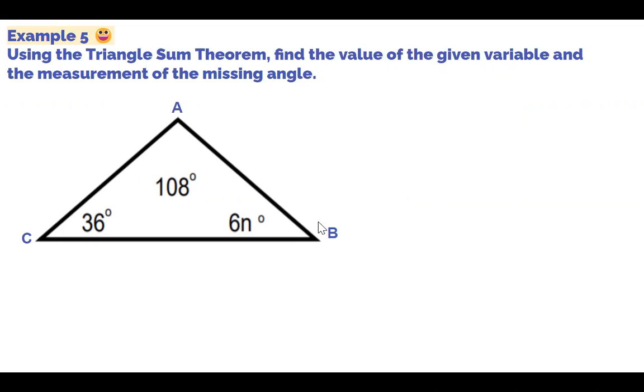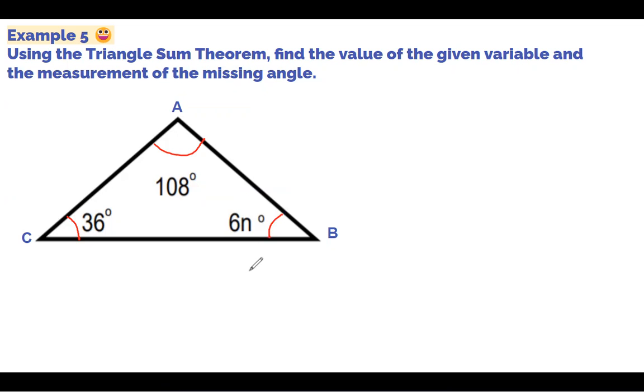Using the triangle sum theorem, find the value of the given variable and the measurement of the missing angle. Now, there's several ways to find the missing angle or the missing value of the variable. It all depends on which way we want to approach it. But we're given information here, and we're told that angle A is 108 degrees, angle C is 36 degrees, and angle B is 6n degrees.